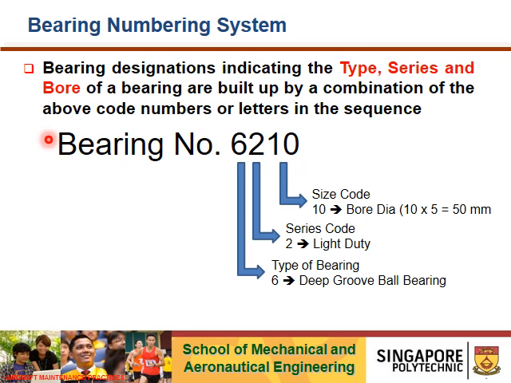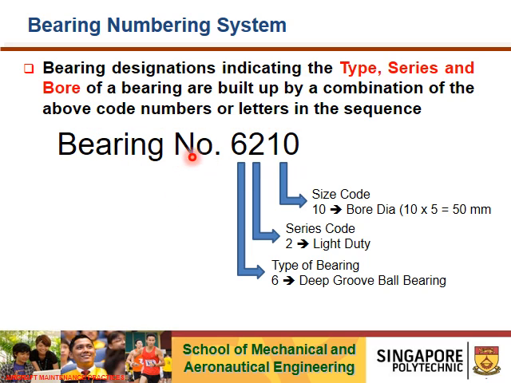All right, we have come to bearing numbering systems. You have to know this because subsequently you have to use the numbers to read the chart or the appendix. Bearing designations indicate the type, series, and bore. What does a bore represent? Bore is actually the inner diameter, also known as the shaft diameter. It is built up by a combination of the above code numbers or letters in sequence.